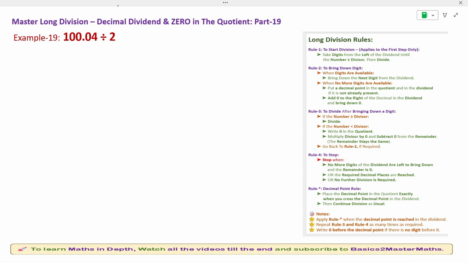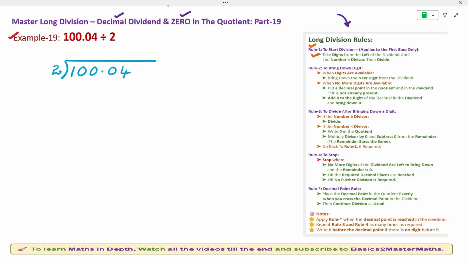In this video, let us learn how to divide a decimal number and when to write 0 in the quotient. Please follow the below rules so that you do not make any mistakes. Let us divide 100.04 by 2. Let us apply rule 1.